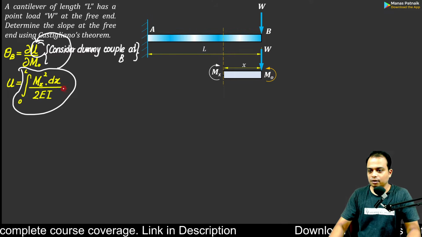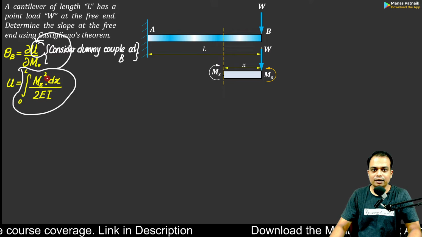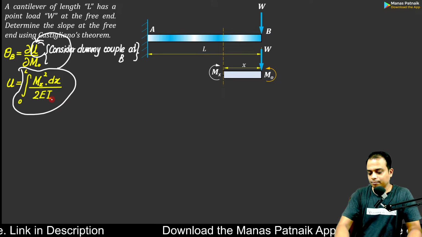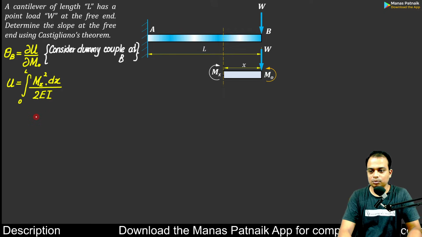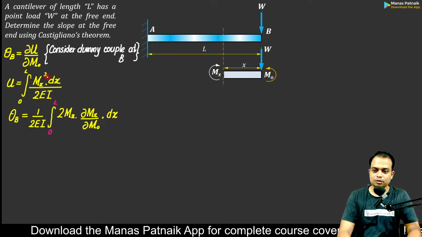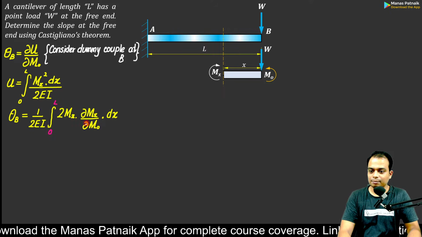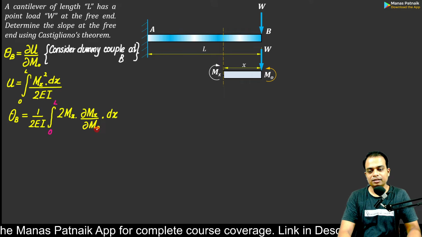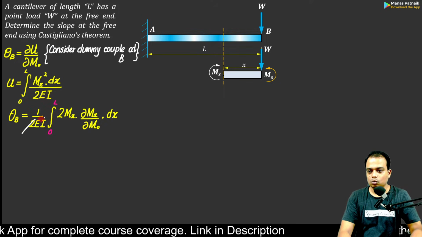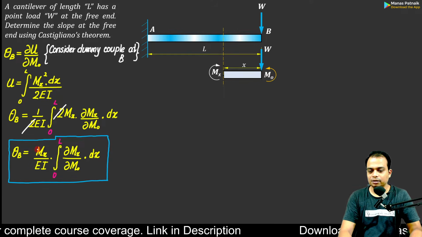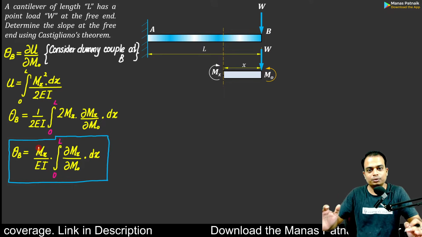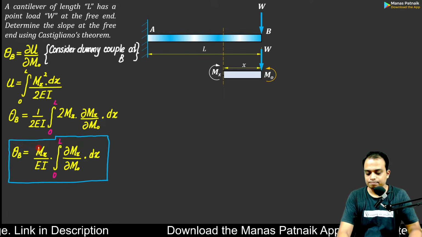When you do that, mx square becomes 2mx del mx by del m naught. Let me just show this to you. We are differentiating everything with respect to this dummy couple. So 2 and 2 will cancel out. What remains is this. This is going to be your master equation through which you can calculate the slopes easily.